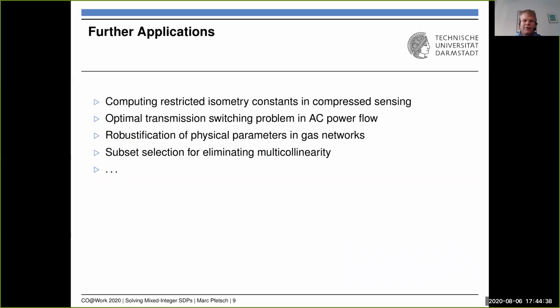Further applications, of course, exist. For instance, computing the so-called restricted isometry constants in compressed sensing, if you know what this is. In electric networks, there's the optimal transmission switching problem for AC power flow. And then certain robustifications of physical parameters, estimation problems in gas networks can be formulated as mixed integer SDPs. Subset selection for eliminating multicollinearity can be formulated, and many more. So I hope this convinced you that mixed integer SDPs are an important class of problems.